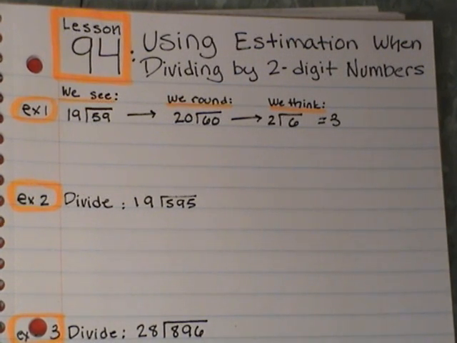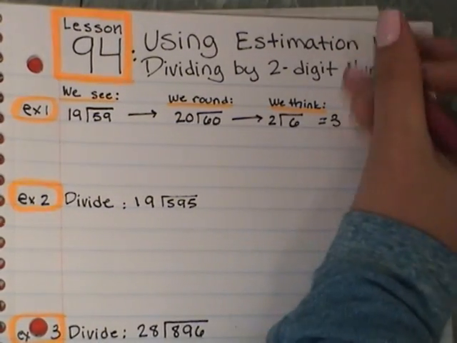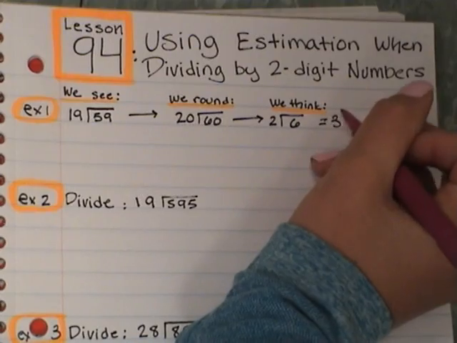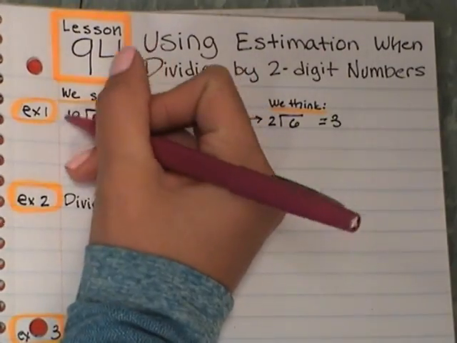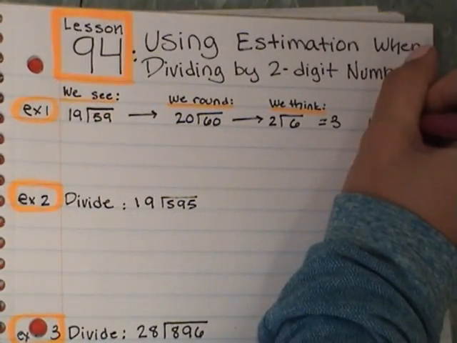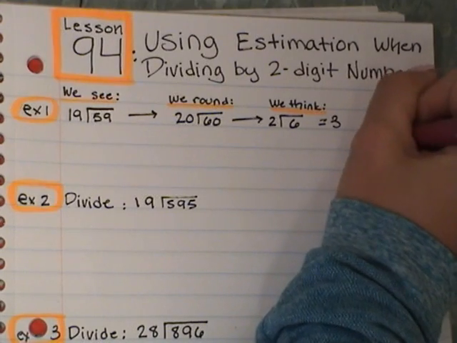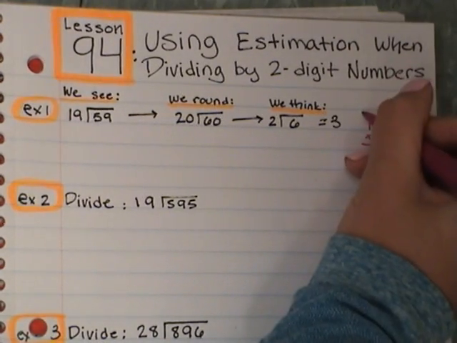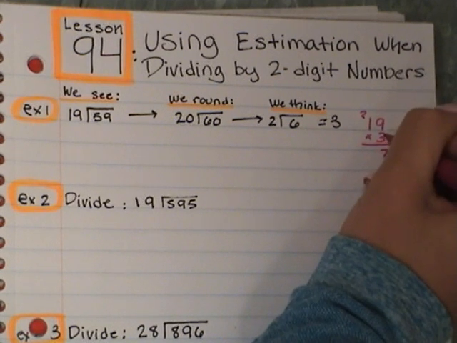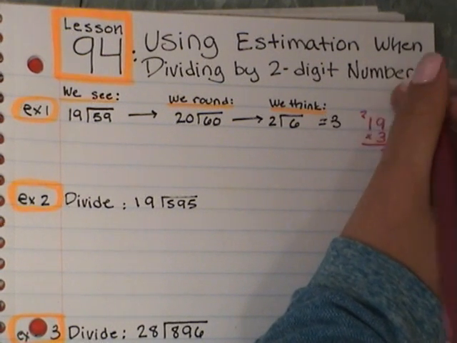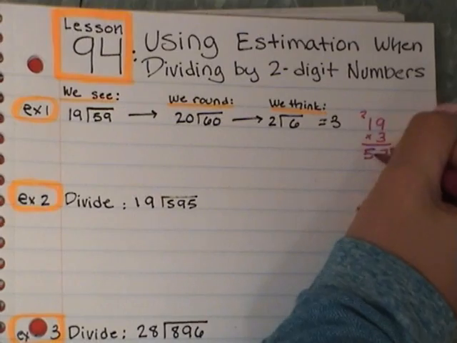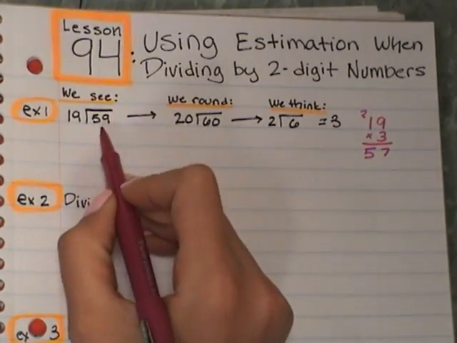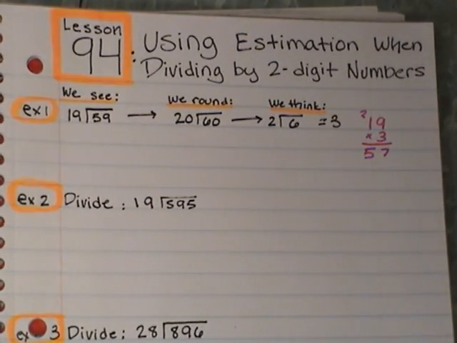Okay, about 3. So what I always do is then I go to the side and I multiply. I just check. I say, okay, I guessed around 3. It gives me a good starting point. So I need to take my 19 and multiply it by 3 to see what I really get. 3 times 9, 27. 3 times 1, 3, plus 2, 5. So 57. Can 57 fit into 59? And I would say yes.